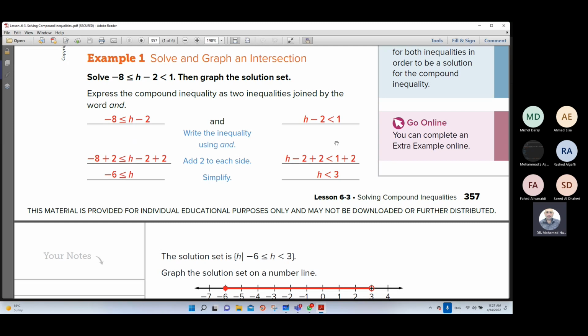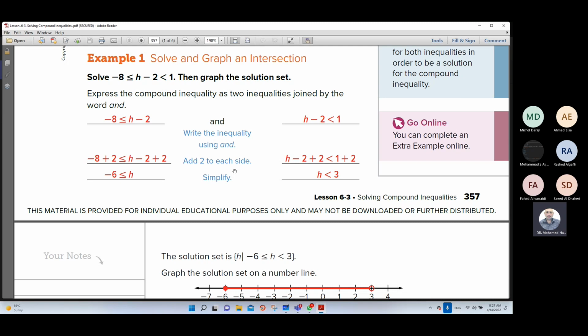In the second side, we want also to solve this inequality. We want to remove negative 2, so you can add the inverse, a plus 2 to this side and a plus 2 to this side. So h minus 2 plus 2, and here 1 plus 2. Minus 2 plus 2 will be 0, h remains here, and here 1 plus 2 will be 3. So this is the first solution, and this is the second solution.